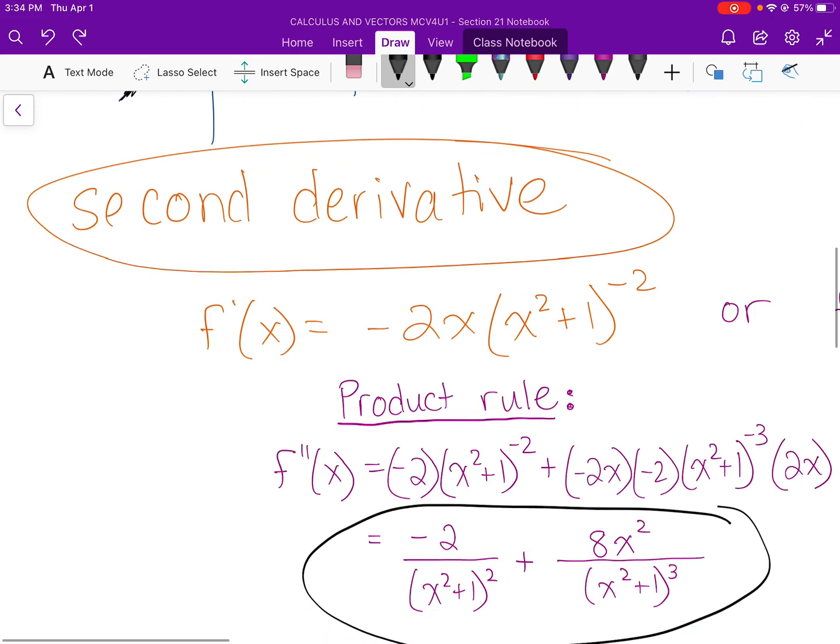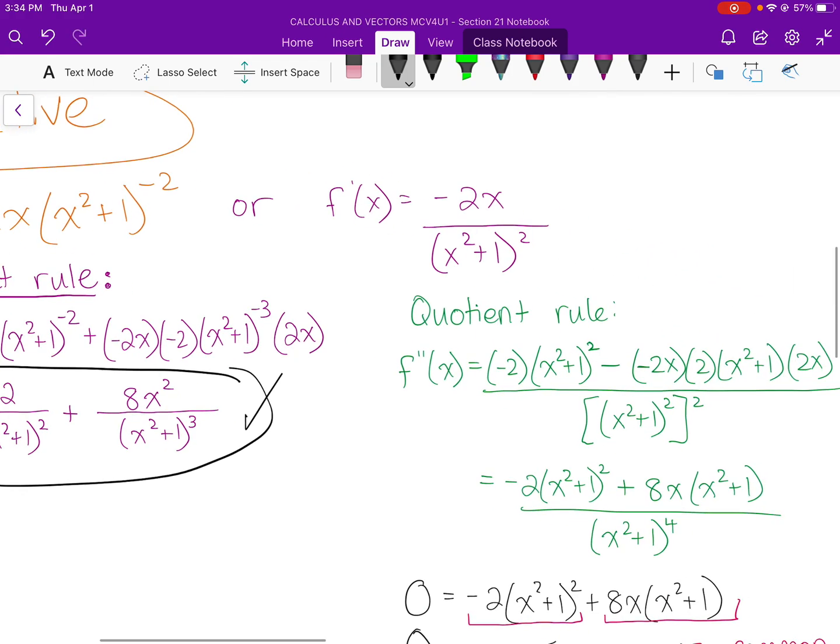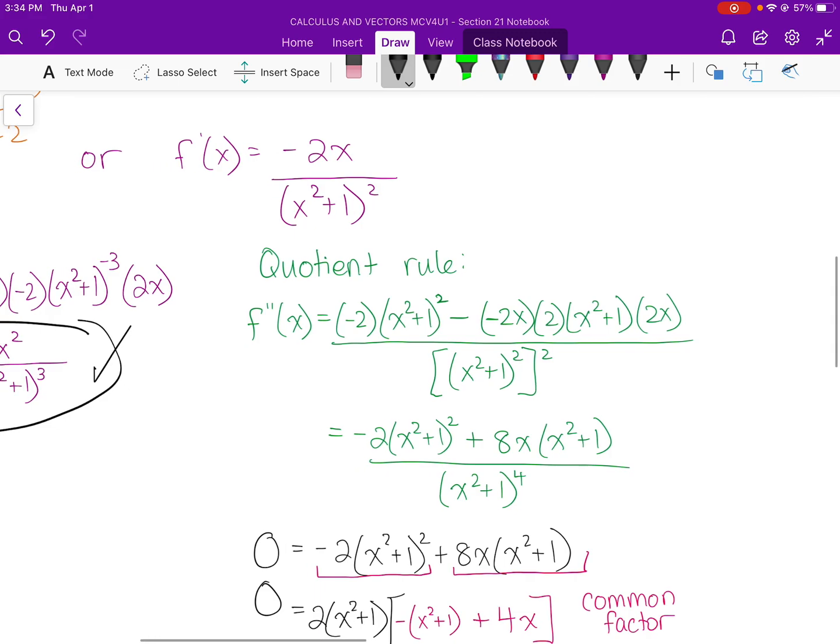Okay, then we moved on to the second derivative, and I actually made a mistake here. This is why I'm making this video. Okay, so we found the second derivative 2 different ways. So you can use product rule and go through it. And actually, that's correct. I got the right answer. Phew. But when I used quotient rule, I made a mistake.